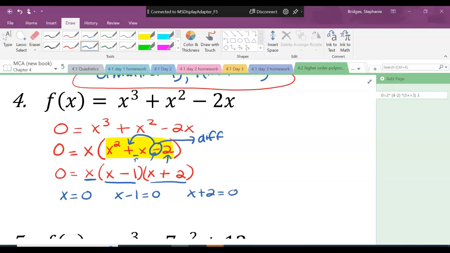So the first one is just 0, right? What's the second one going to be? 1. And then the third one will be negative 2. Okay.